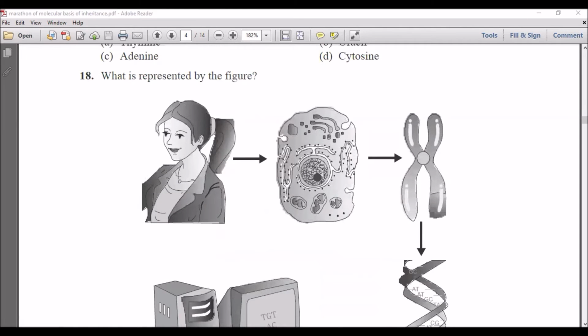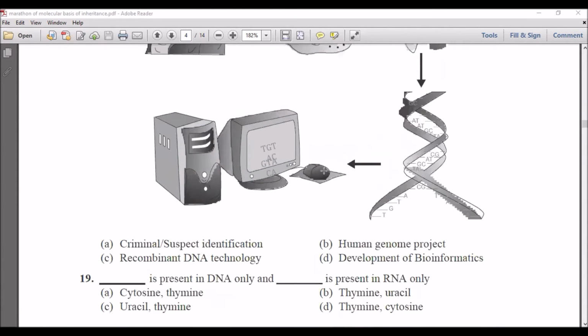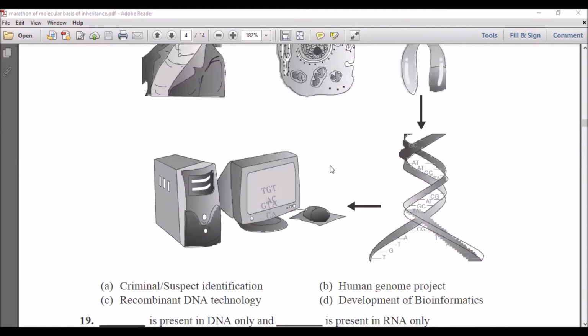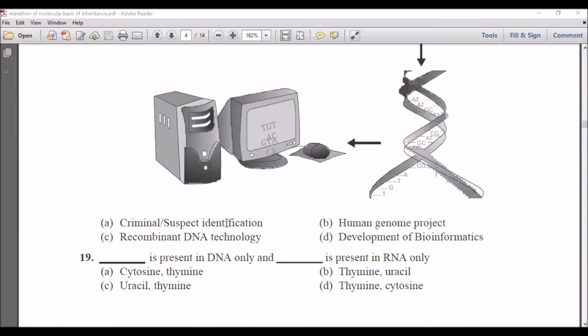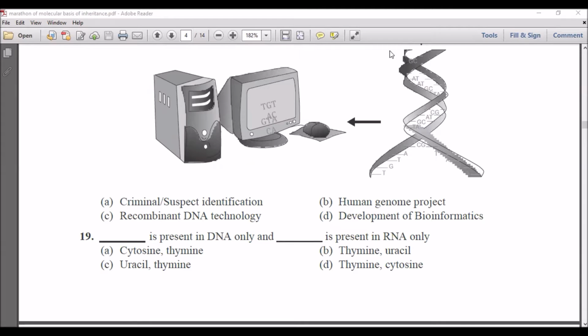Now this is the figure given. We have to answer some questions which are related to this figure. What is represented by this figure? The options are criminal suspect identification, human genome project, recombinant DNA technology, and development of bioinformatics. Now, by looking at the figure, we can say that this figure represents the human genome project. In the human genome project, the nucleotide sequences of the human cells are identified with the help of bioinformatics. So this figure represents the human genome project.